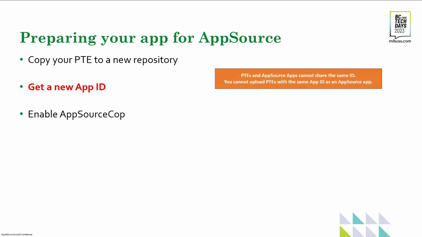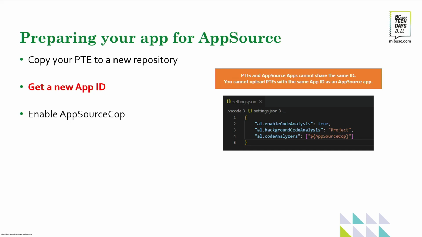The next thing you'll have to do is enable AppSource scope. So you can do this from CI/CD pipelines. You can do this from VS Code using some of the settings here. We had other sessions that talked about the improvements done to the code analysis framework. So this is related to that.